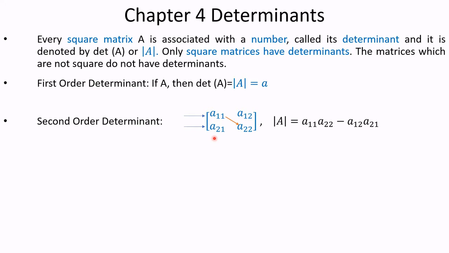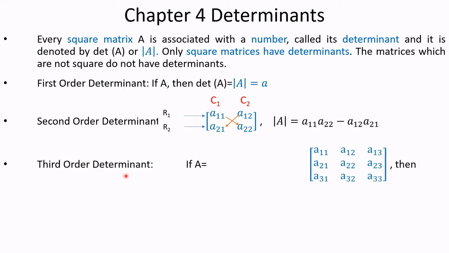Let us see the further notations. A11 is multiplied into A22 and A12 is multiplied to A21, and the sign in between is minus. C1 is the column 1 and C2 is the column 2. R1 is the row 1 and R2 is the row 2. This is a second order determinant.